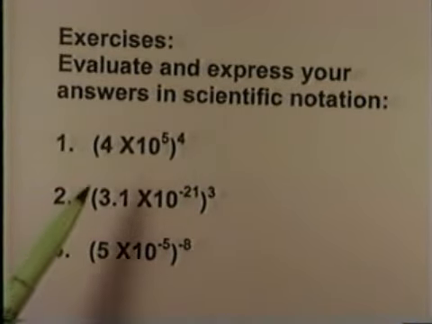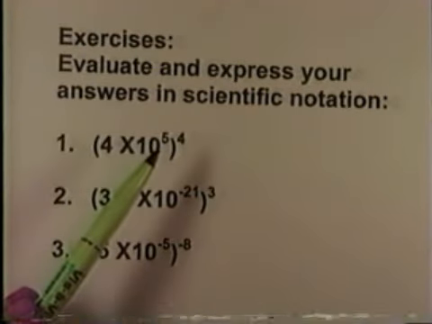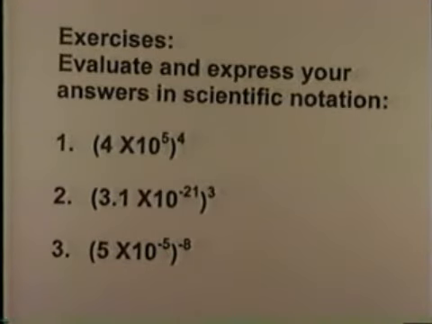The first one, 4 times 10 to the 5th raised to the 4th power. The second one, 3.1 times 10 to the negative 21st power raised to the 3rd power. The third, 5 times 10 to the negative 5 raised to the negative 8.